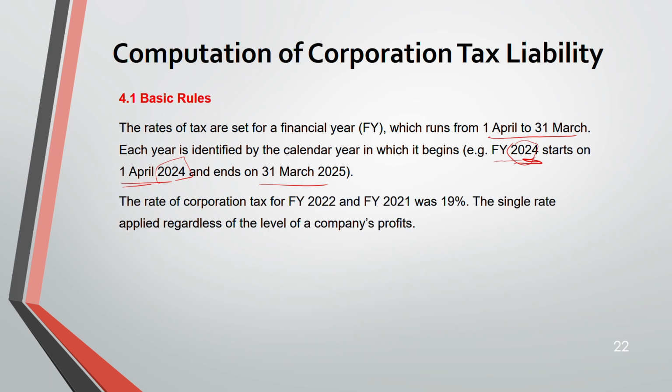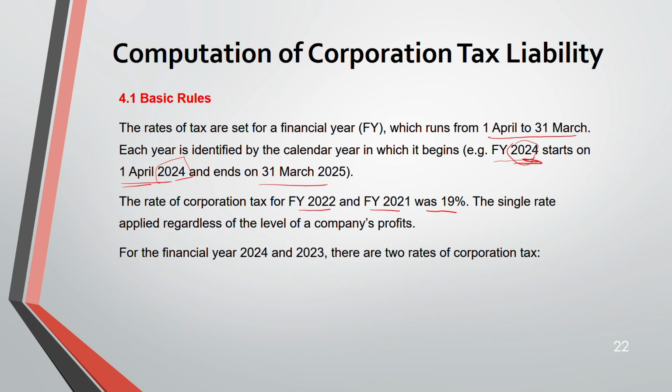Now, the rate of corporation tax for FY 2022 and FY 2021 was 19%. This was the single rate. It doesn't matter what the company's profit is. Company's profit could be anything. This was the single rate that is used. But for the financial year 2024 and 2023, remember we are in the financial year 2024. That's why this is relevant for us.